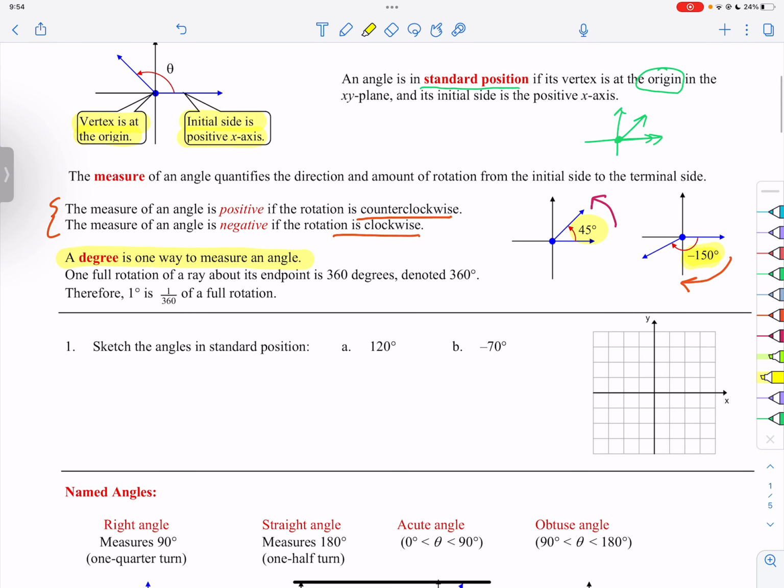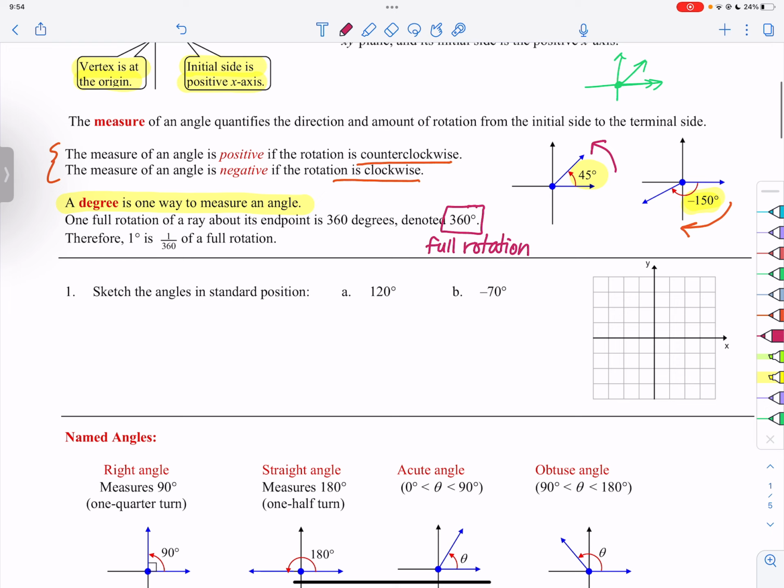Now, for a full rotation of a ray about its endpoint, we would have to rotate 360 degrees. That is a full rotation. And now you could think of 1 degree as 1/360th of a full rotation.